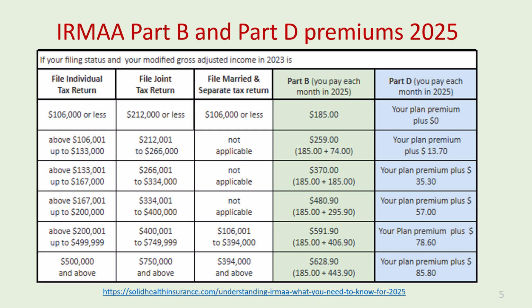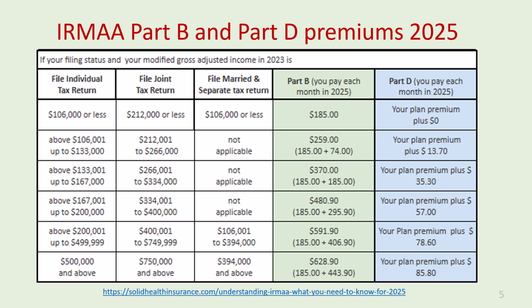Now, this chart is the heart of this lesson. It shows you the 2025 IRMAA tiers, which are based on your 2023 modified adjusted gross income. So let's look at the first row. You can see if you're filing single, if you're under $106,000, you will pay $185 for Part B, and your premium will be zero based on your insurance. And if you file jointly, it will be $212,000 or less.